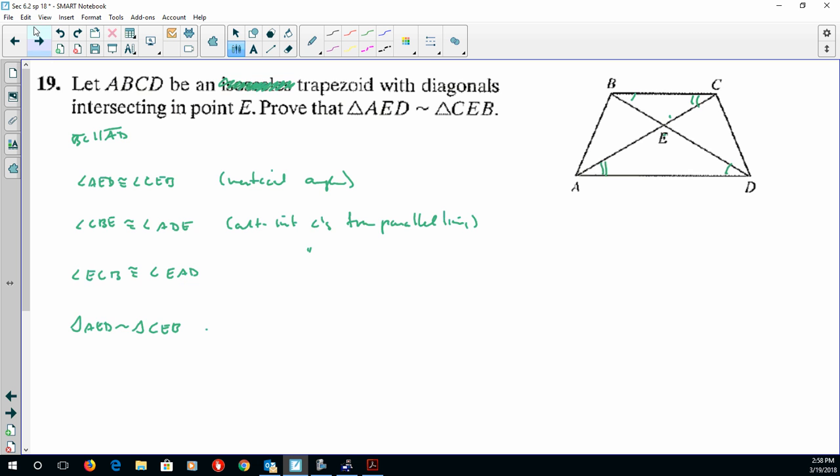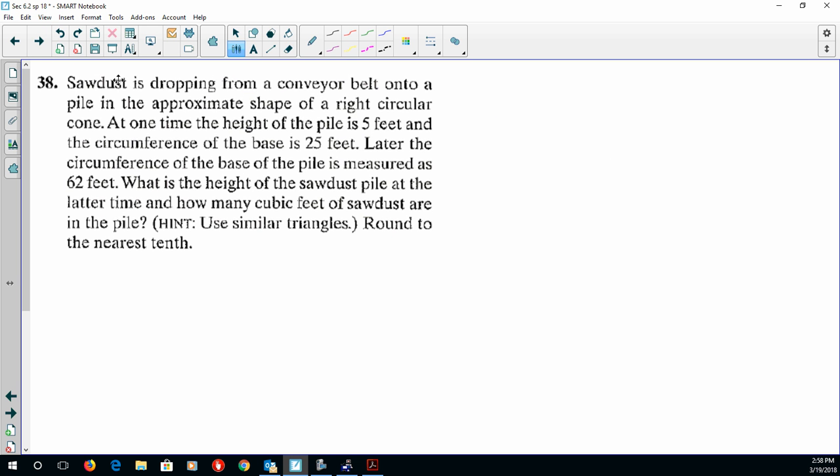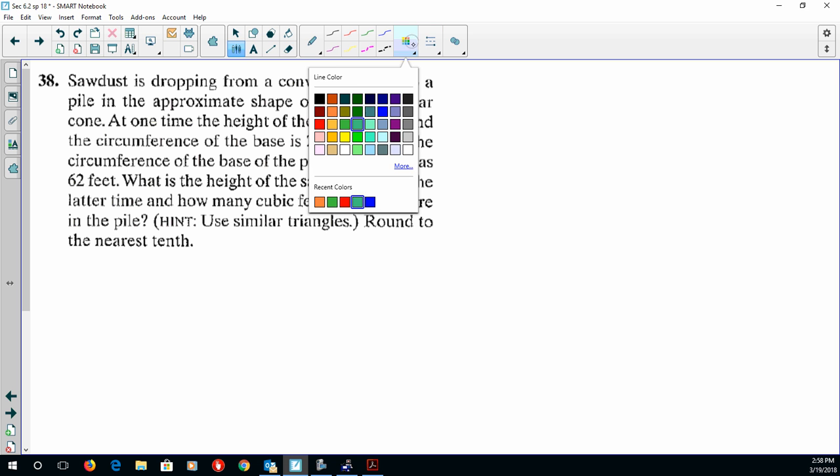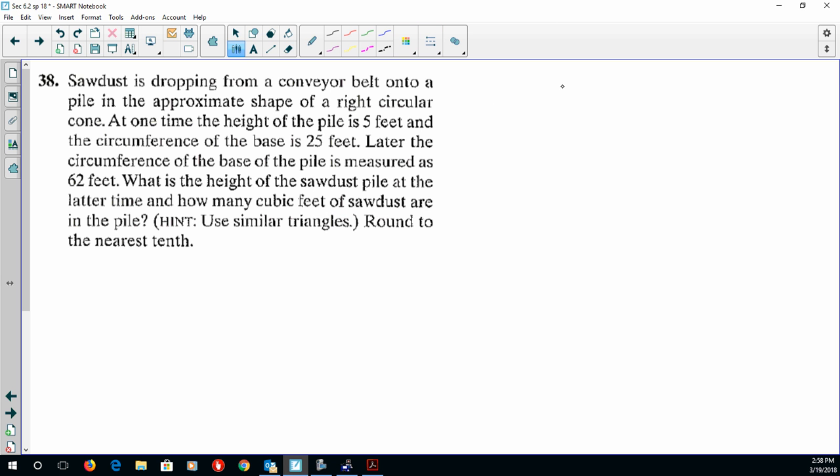Sawdust is dropping from a conveyor belt onto a pile. Okay, so we've got some sort of conveyor belt here, and the sawdust comes out of this, and it makes a pile. And it's an approximate shape of a right circular cone. I will not be able to draw this very well at all. I can draw it really well on paper, but we have some sort of right circular cone.